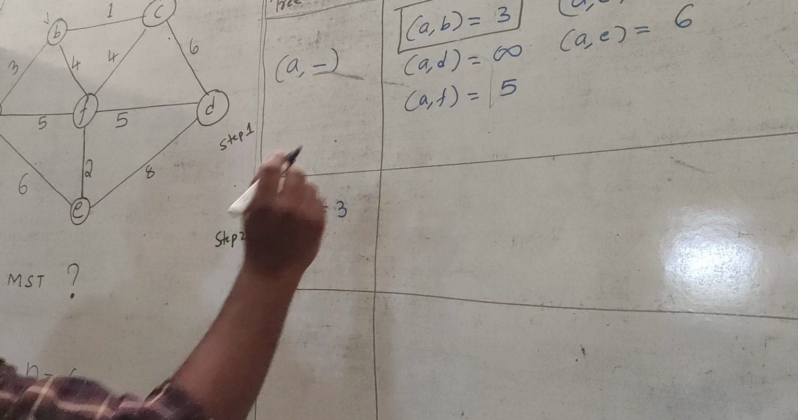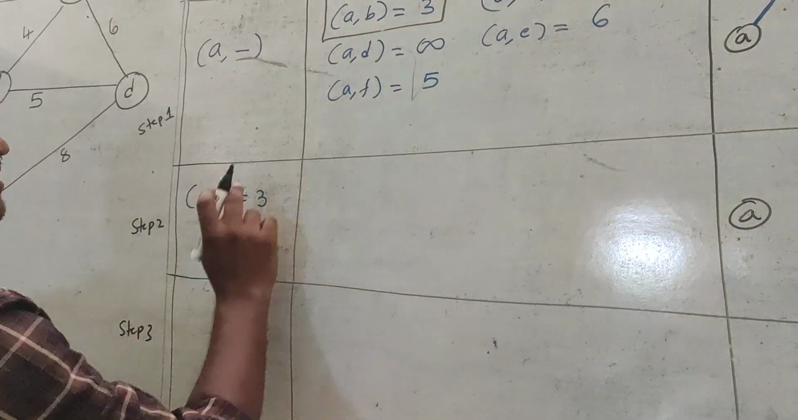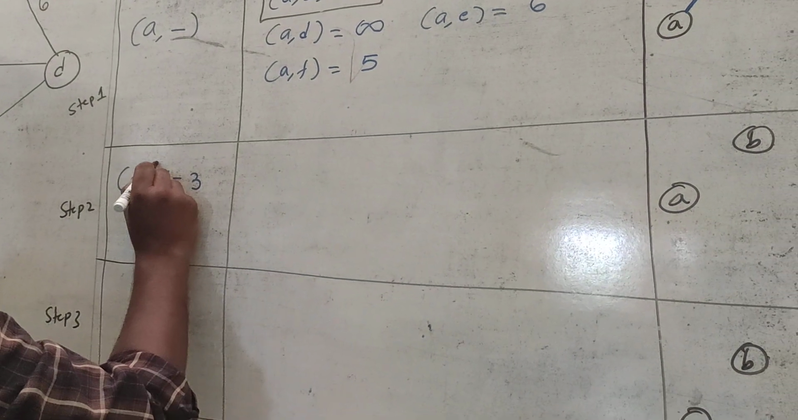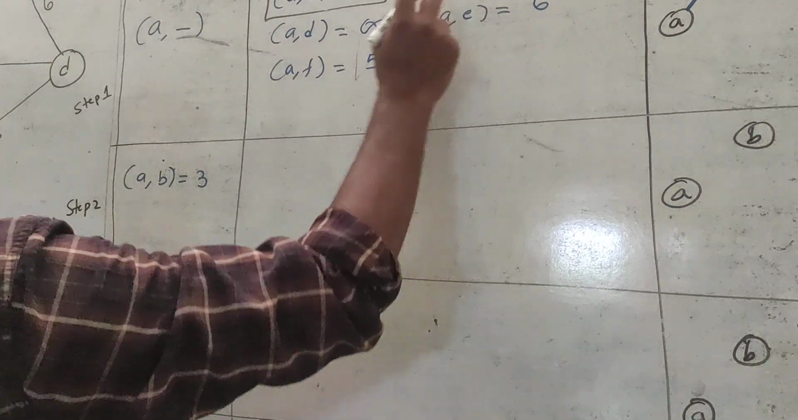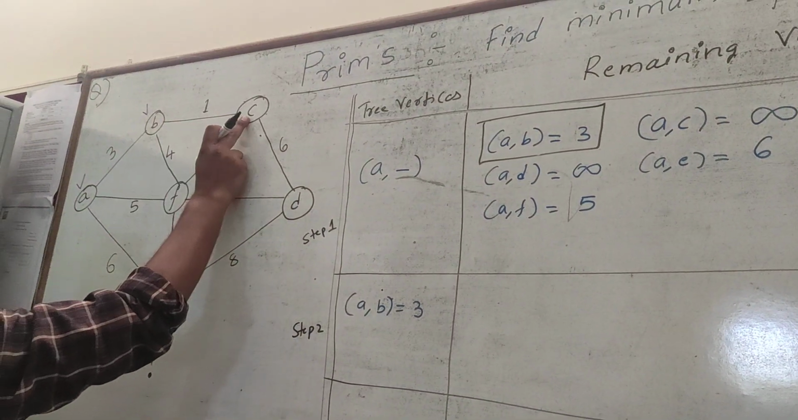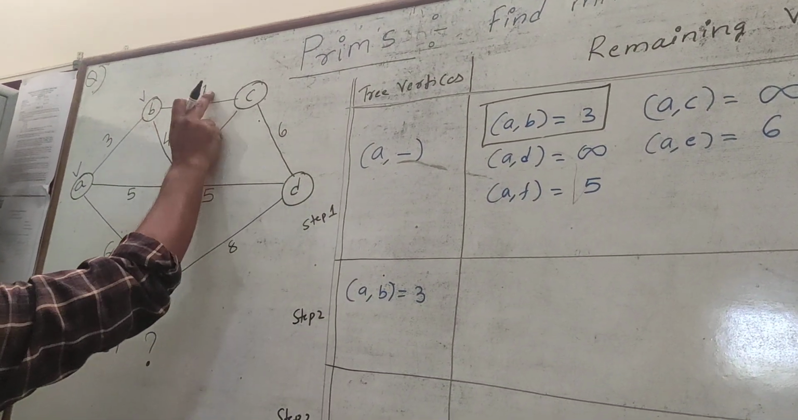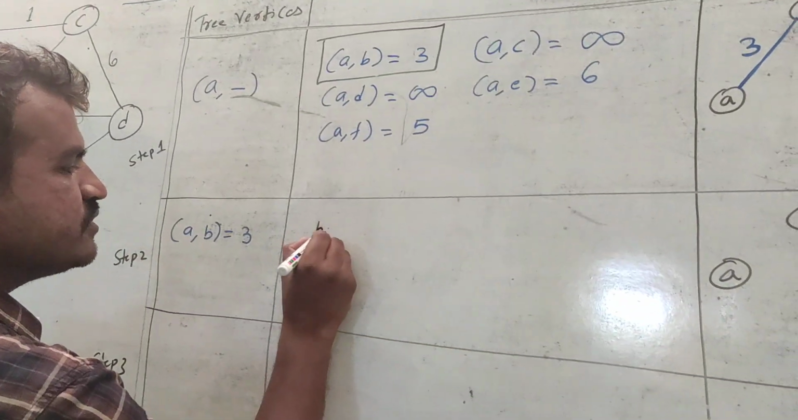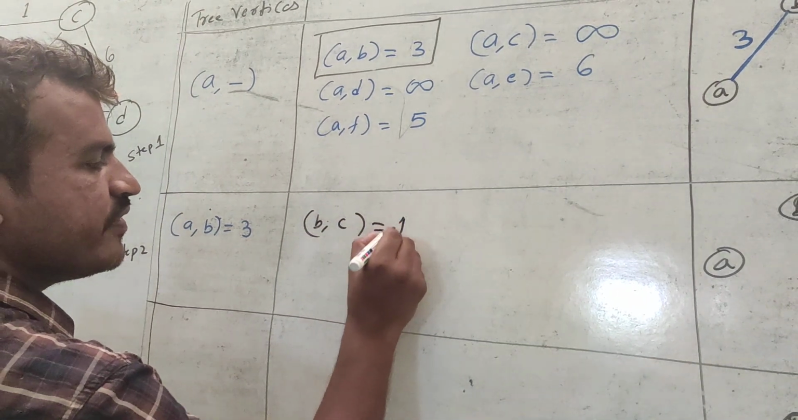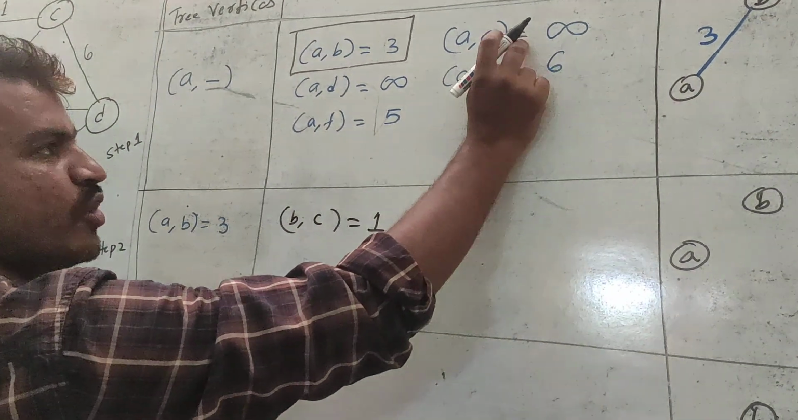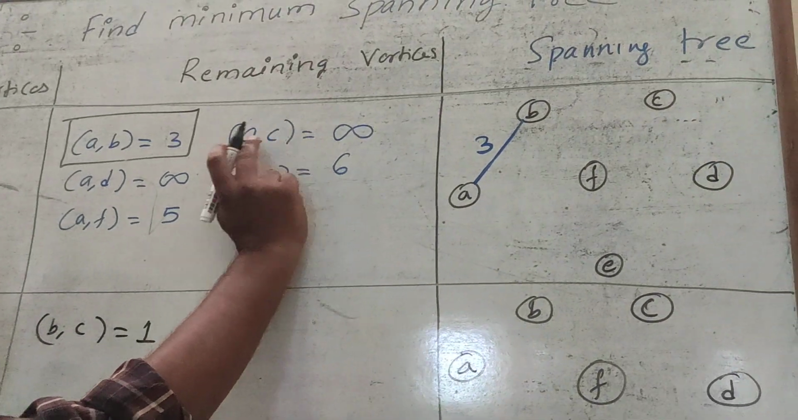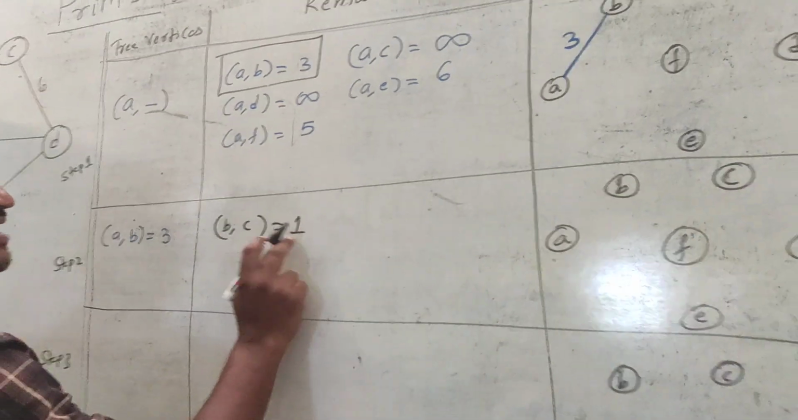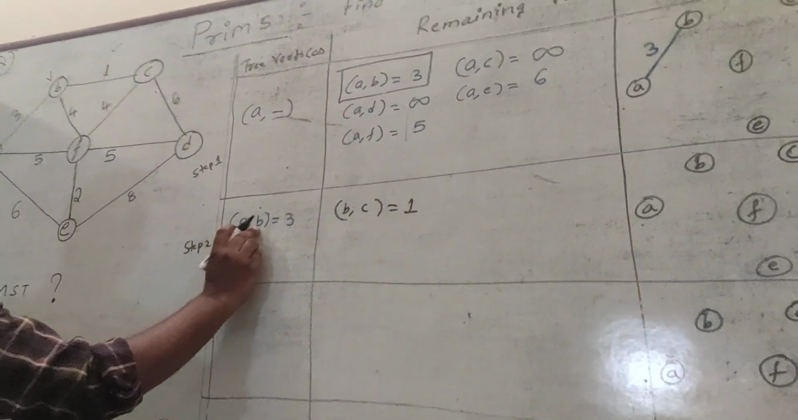Next, you have to look at B to C. Now you have to make a combination like this: edge B to C. What's the value? B to C is 1. Then make it B to C is 1. That must be lesser than the above column value. Here A to C is infinity, and here 1 is less. The 1 is less, so consider this one.